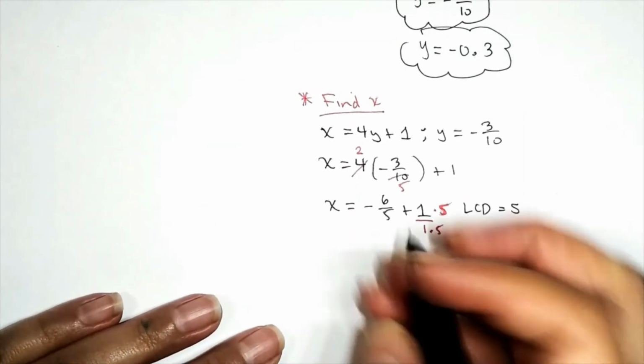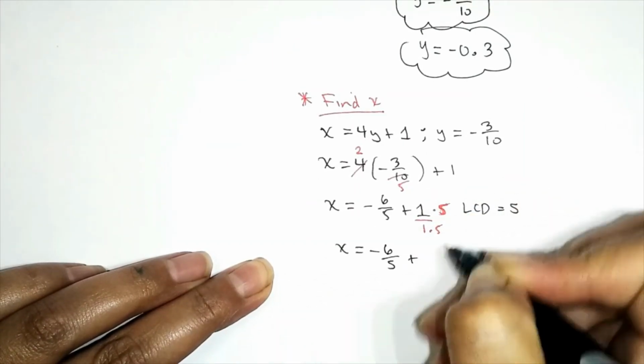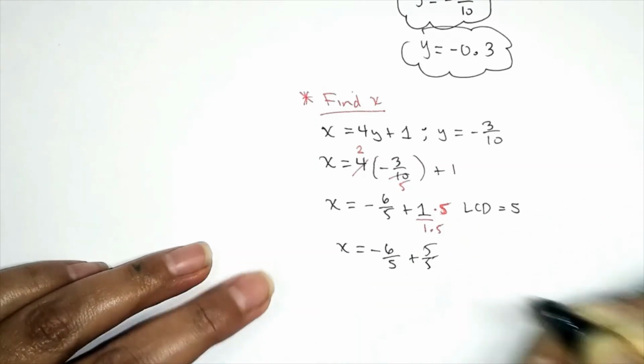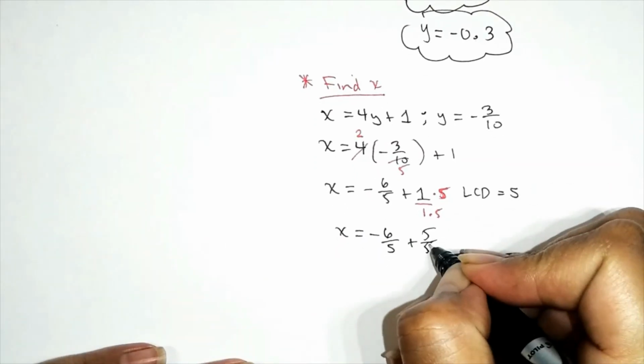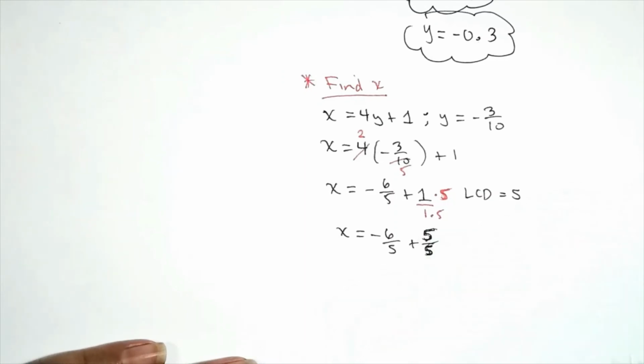Okay, so I need a bigger table. So we have x equals -6/5 plus 5/5. Okay, the denominators are now the same. I need to take like a writing class, like how to write neat class.